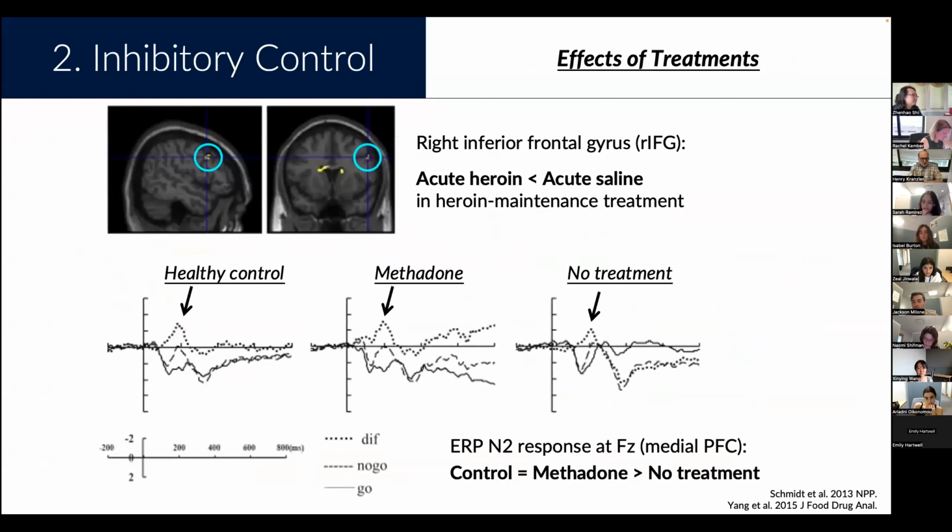Let me see. Yes, saline. I think for this one, for example, this heroin maintenance treatment, I think they just have one group. They don't have a control. I see, but they got saline. Yes, as a control.